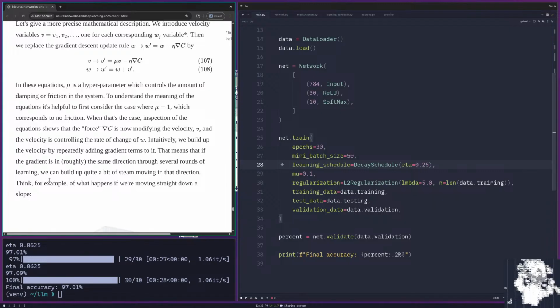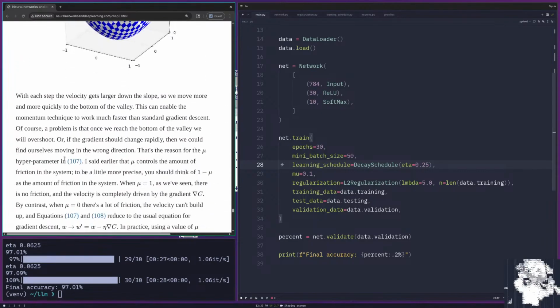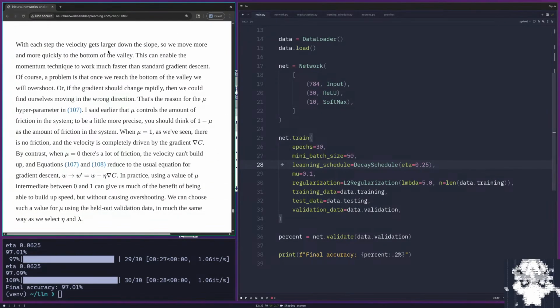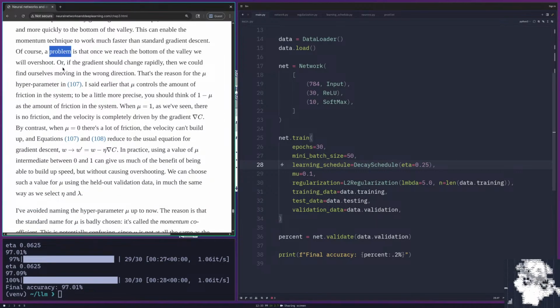Think, for example, of what happens when we're moving straight down a slope. With each step, the velocity gets larger down the slope, so we move more and more quickly to the bottom of the valley. This can enable the momentum technique to work much faster than standard gradient descent. Of course, a problem is that once we reach the bottom of the valley, we will overshoot. Or if the gradient should change rapidly, then we could find ourselves moving in the wrong direction. That's the reason for the mu hyperparameter in 107. I said earlier that mu controls the amount of friction in the system. To be a little more precise, you should think of 1 minus mu as the amount of friction in the system.